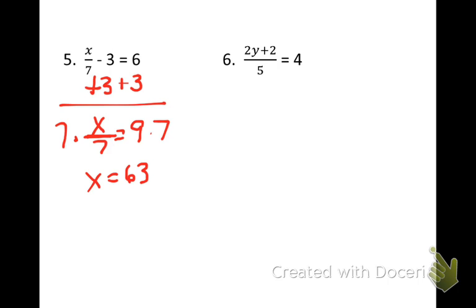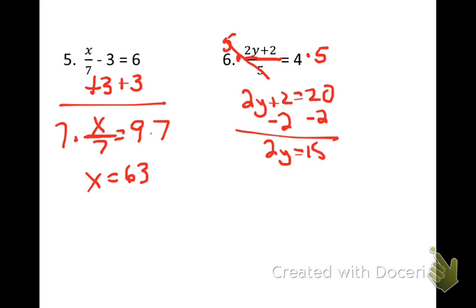Now, remember just a little while ago I told you we usually get rid of anything added or subtracted first, but here's an example where that's different, because the fraction bar is like a grouping symbol. The whole thing is being divided by 5, so we need to get rid of that 5 first. I'm going to multiply both sides by 5. These cancel, leaving us 2y plus 2 equals 20. Next step, subtract 2.